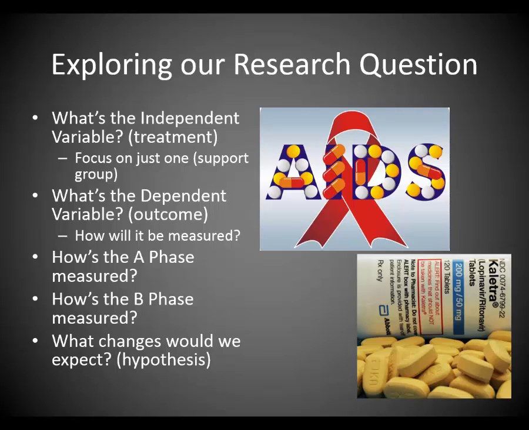Now that we've identified the components of the single system design research and what will actually be occurring during the A and B phases of our specific example, we need to consider how we might graph our results. And graphing our results is necessary in single system design research because this is how we provide a visual representation of the data that we collect during the A and the B phases.